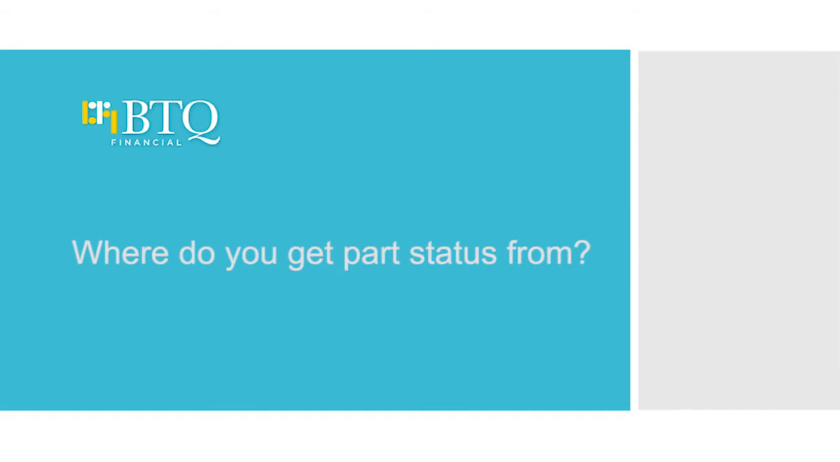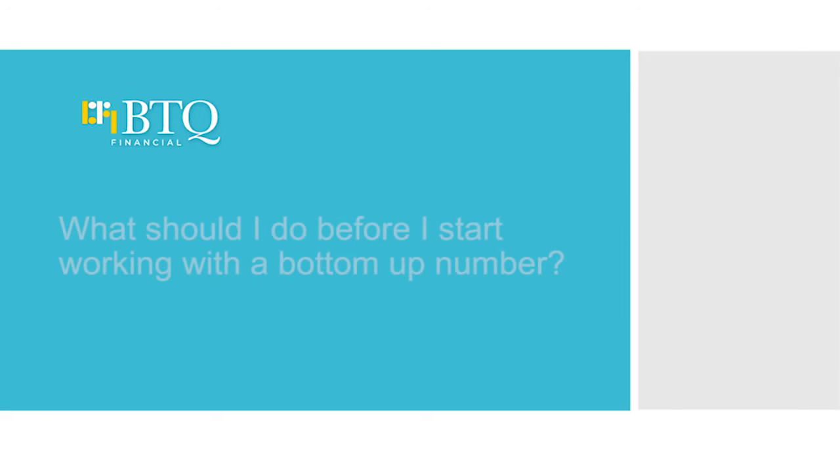Where do you get HARP status from? We get it from MAP. Another question, what should I do before I start working with a bottom-up member? Make sure that you check that they're Medicaid eligible and health home eligible, and check them in MAP to make sure that they're not receiving services from another health home.